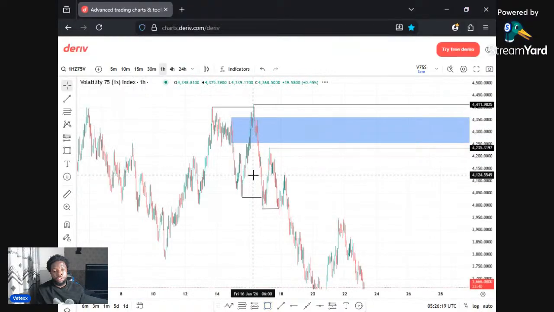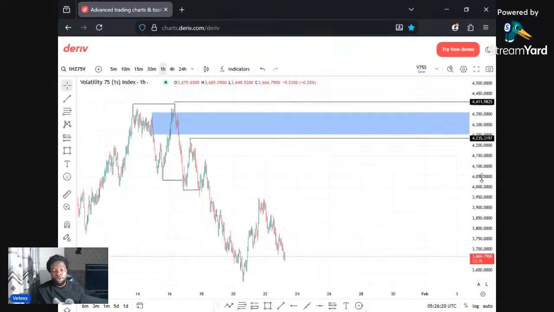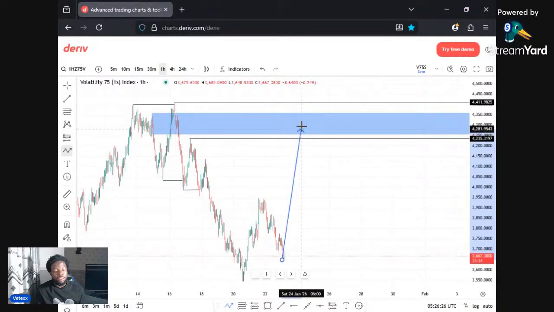Now, this point of interest, we are anticipating price to come into this zone, correct, and start giving us continuation on the lower time frame, such as the 15 minutes, the 10 minutes, and the 5 minutes. Then we can start executing.